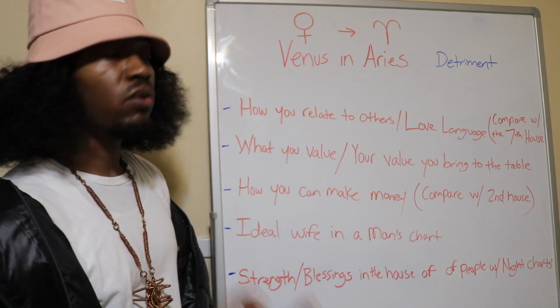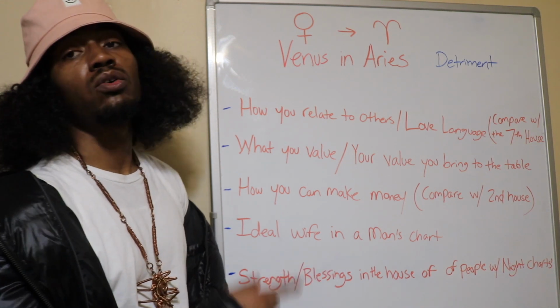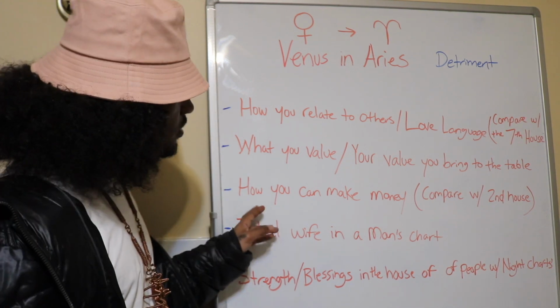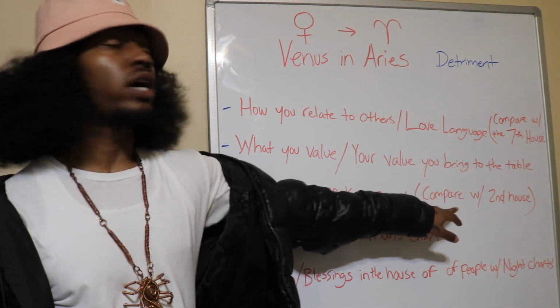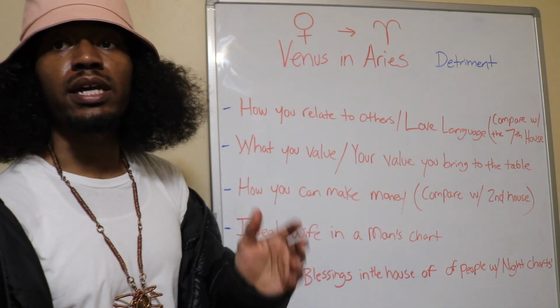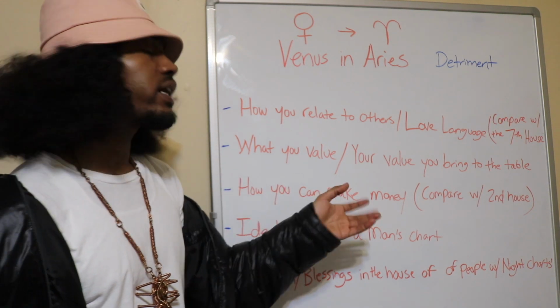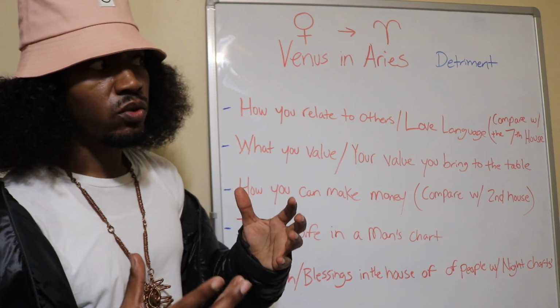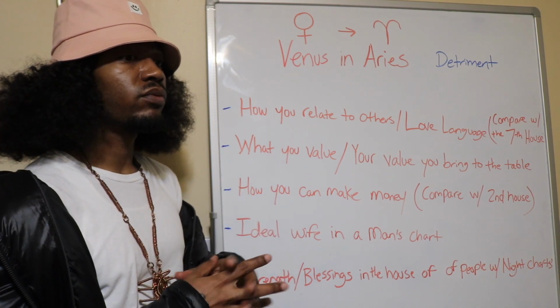I did another video on houses recently, so you can go look at that video. I try to link it here on the YouTube, basically. In terms of how you make money, I told you guys, make sure that you compare your Venus sign with what's going on in the second house in terms of planets there and signs. And look at aspects too, but Venus in Aries, so let's talk about themes or maybe occupations that fall into Aries.